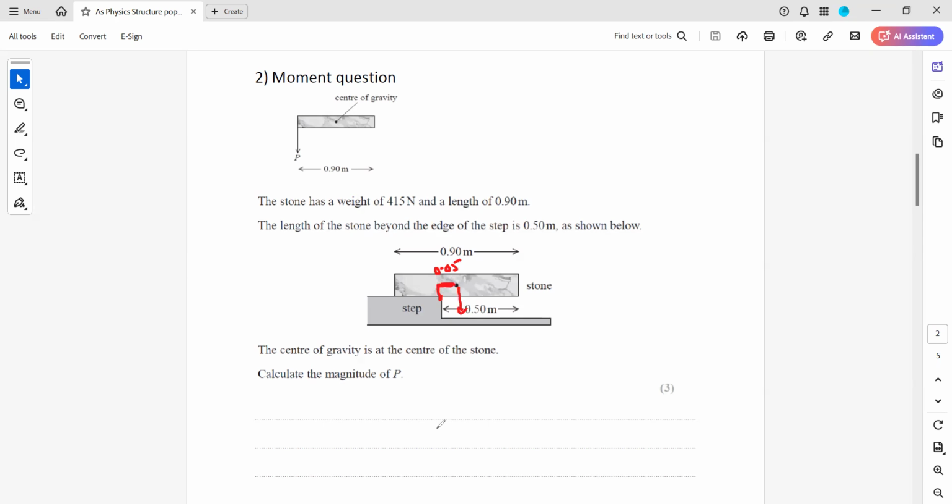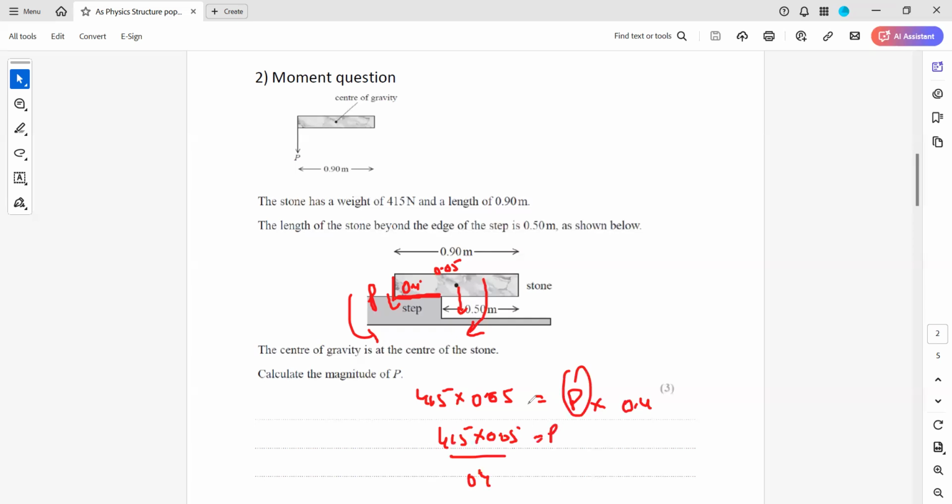So weight is acting downward. This will cause a clockwise rotation. So it will be 415 times 0.05 equals the force P, which is causing an anti-clockwise rotation. And how much is the distance here? You have to take the distance from the pivot. This is the point of rotation. So we'll subtract. It will be 0.4. So P into 0.4. If you need P, that will go there in division. So 415 times 0.05 divided by 0.4 will give us the value for P: 51.87 or 51.9.